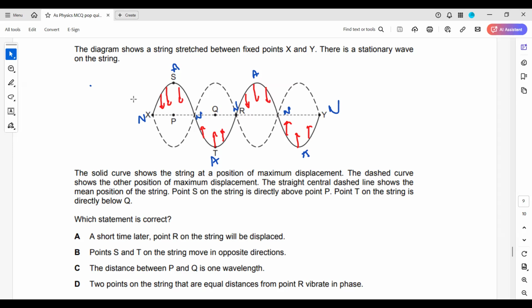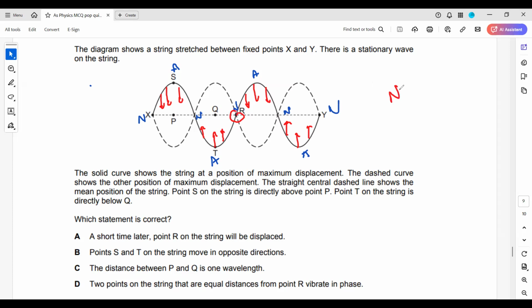So we have to identify which statement correctly explains this standing wave. The solid curve shows the string position and the string is continuously vibrating. The dashed curve shows the other position of maximum displacement. The straight central dashed line shows the mean position. The point S on the string is directly above point P, and the point T on the string is directly below point Q. Which statement is correct? A: a short time later, R on the string will be displaced. R is at the node. What about a particle at the node in a standing wave?